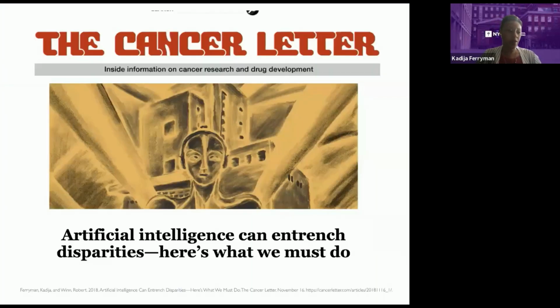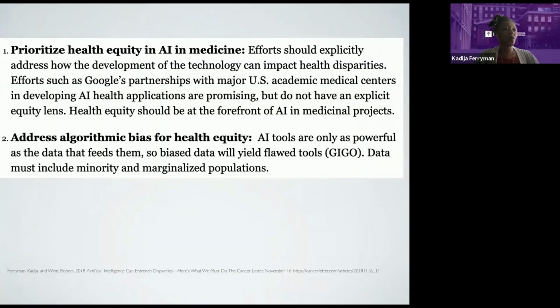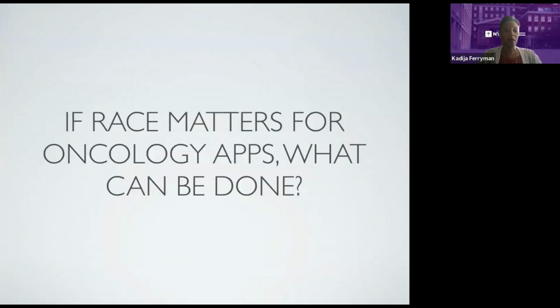Two years ago, I teamed up with physician Robert Wynn to write an opinion piece in the Cancer Letter on how AI can entrench health disparities. Our recommendations included prioritizing health equity in AI development and ensuring that data do not perpetuate advantages for white people and disadvantages for racialized groups. The same recommendations hold for oncology app development.